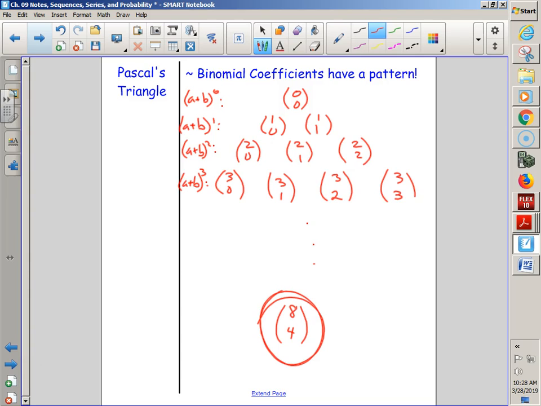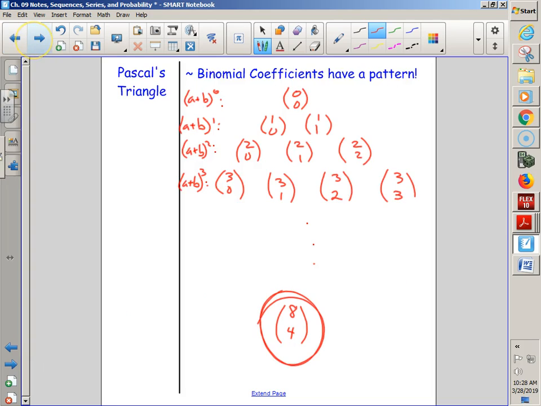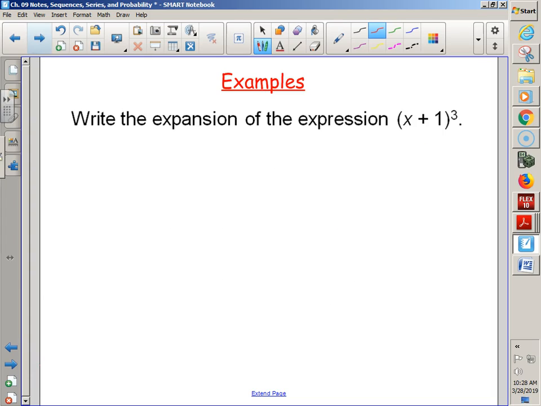And do you guys notice that? Depending on what you have, whenever r is 0 or r is the number that you have, you're always going to get 1s. Everything else on the inside is going to change. So, you guys, don't worry, you don't have to write this down, but this is Pascal's triangle that we've already been talking about quite a bit.